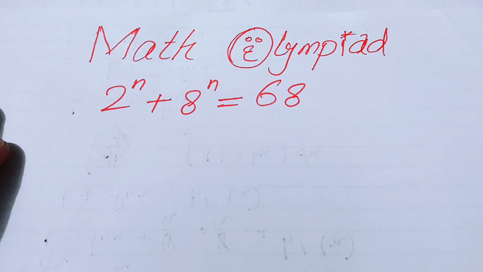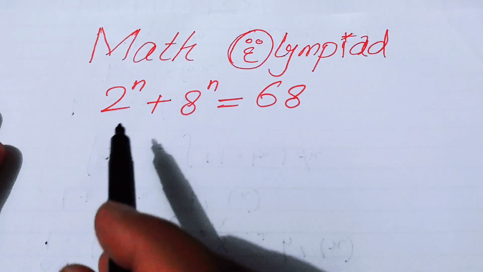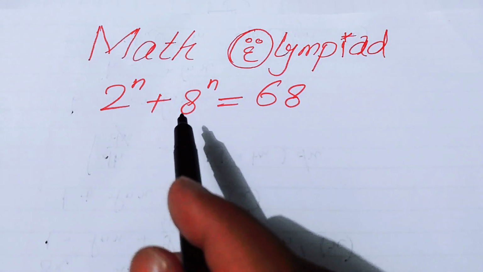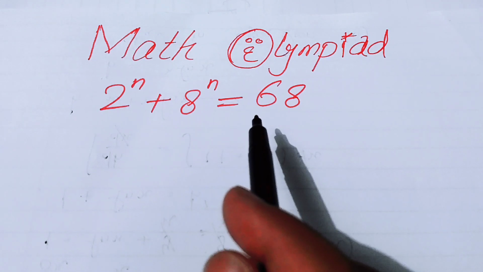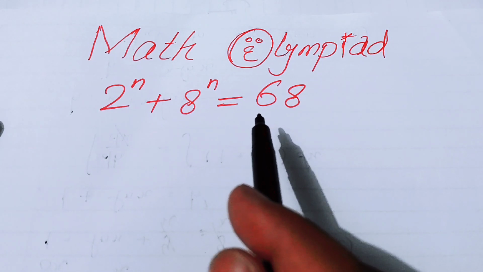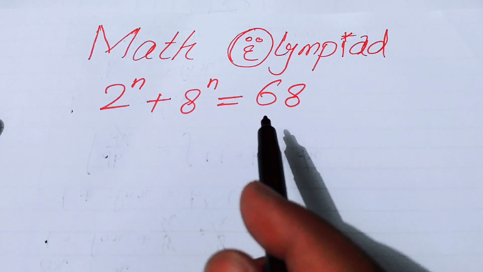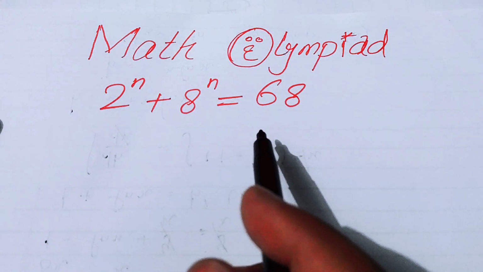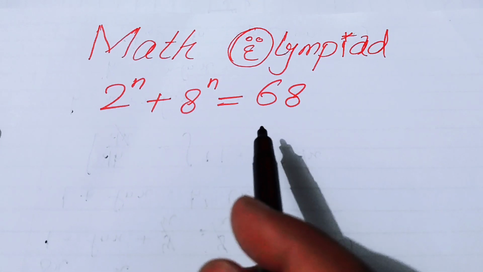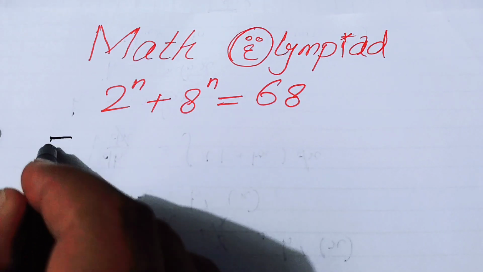In this video we are going to solve this nice algebra problem. Here we have 2 to the power of n plus 8 to the power of n is equal to 68, and we will solve this problem for the real values of n. So the very first thing we are going to do is rewrite this equation.